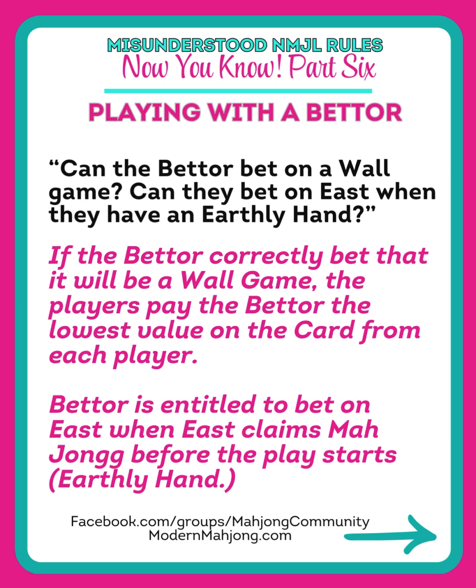The next part I find very interesting. The bettor is entitled to bet on East when East claims Mahjong before the play starts. This is known as an earthly hand. Clearly they can't bet on a heavenly hand, because that's before the Charleston. But if at the end of the Charleston, East has arranged their tiles and got great picks, and they have 14 tiles which would qualify as Mahjong, the bettor can bet on them. That's kind of a windfall for the bettor, because nothing has happened yet and it's clear they have Mahjong. But as the rule currently stands, they are entitled to.